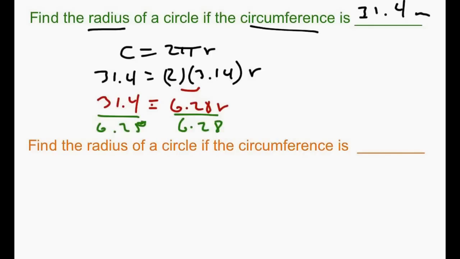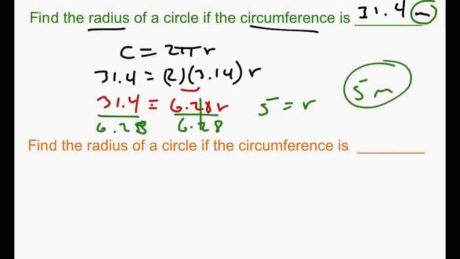6.28, oh, that's an 8. They cancel. And then 31.4 divided by 6.28 is 5. So my radius is 5. And don't forget, we were dealing in meters, so 5 meters is my answer.